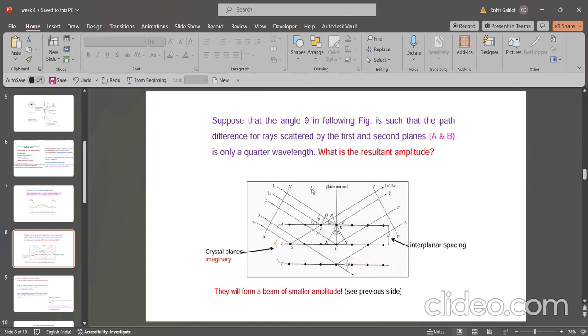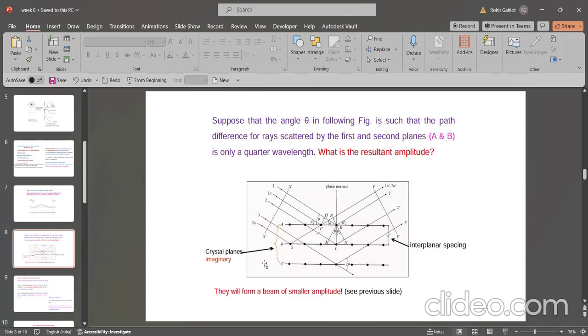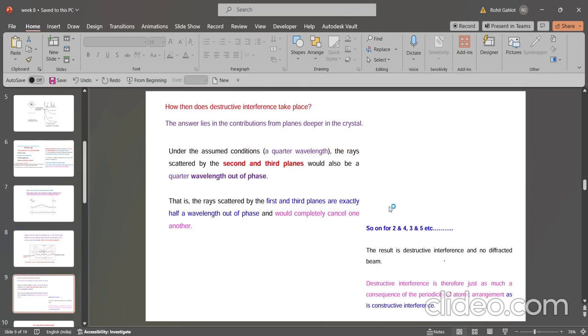As seen in the figure, the reason is the same as before: the two rays are completely in phase. However, as seen here, the resultant amplitude will decrease. Then the question comes: how does the destructive interference take place?